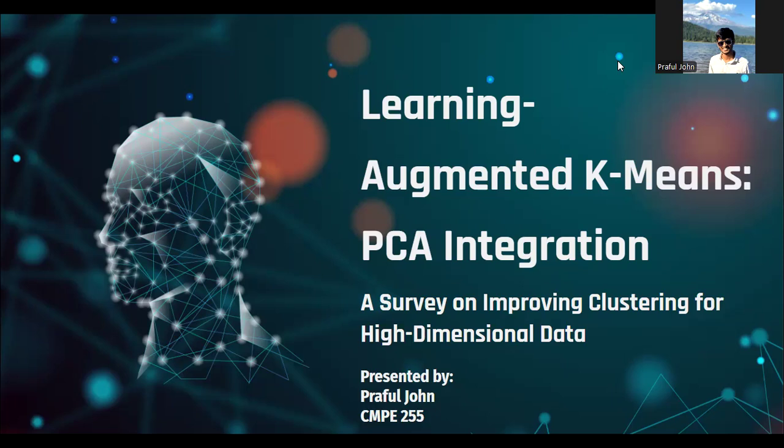So this paper delves into improving K-means clustering by integrating principal component analysis and machine learning predictors to predict the initial centroids of the k-means algorithm. This is a novel approach for tackling high dimensional data. The purpose of this video is to provide a comprehensive overview of their research and explain their methodology and also discuss the results.